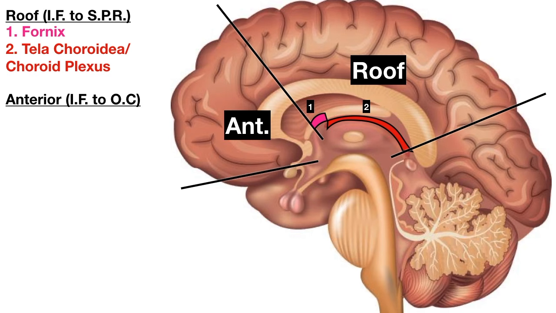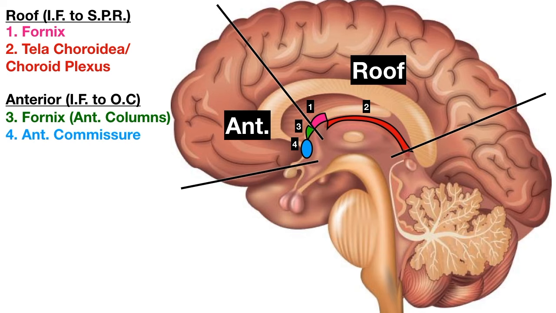As we move to the anterior wall, this is going to extend from the interventricular foramina down to the optic chiasm. The main structures that form the anterior wall, moving from superior to inferior, include the anterior columns of the fornix, and this is going to make up the superior lateral margin, and then the anterior commissure crosses the anterior wall at its upper end. The rest of the anterior wall is formed by the lamina terminalis, a thin sheet of pia and gray matter that runs from the optic chiasm up to the rostrum of the corpus callosum, passing the anterior commissure.